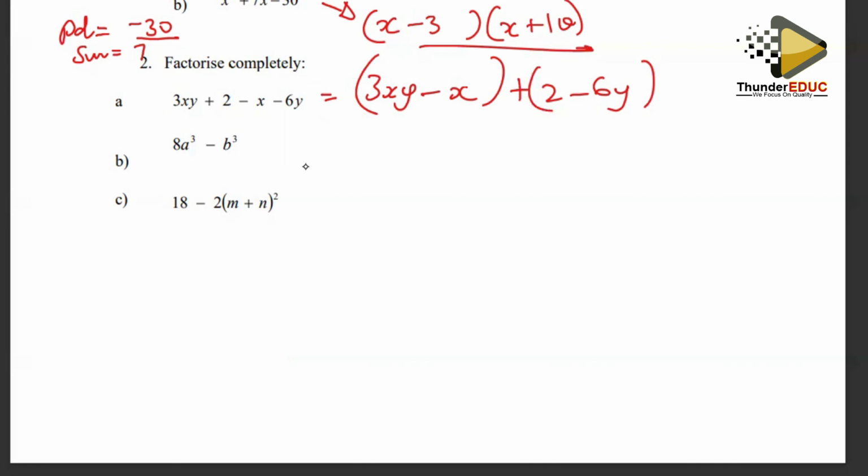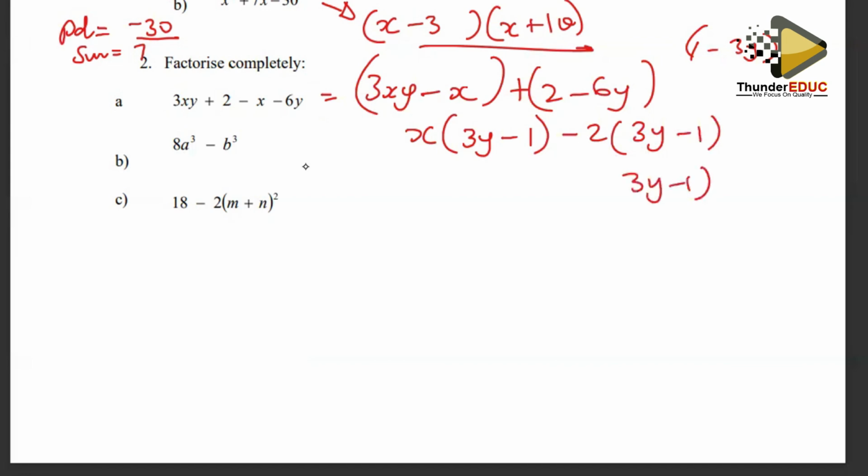What's common here? X is common. I will have 3y minus 1. And then if I take out 2, I'll be left with 1 minus 3y. So rather, let me take out a negative 2 so that I have a 3y minus 1. So 3y minus 1 is common. What am I left with? I'm left with x minus 2. So that becomes my final answer.